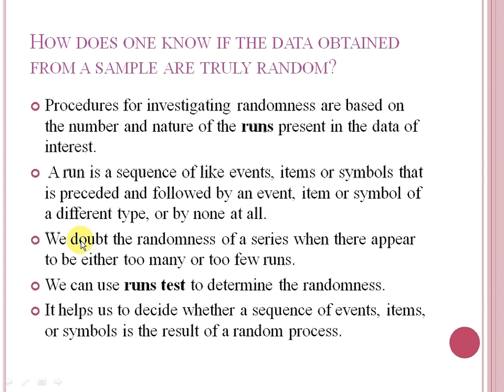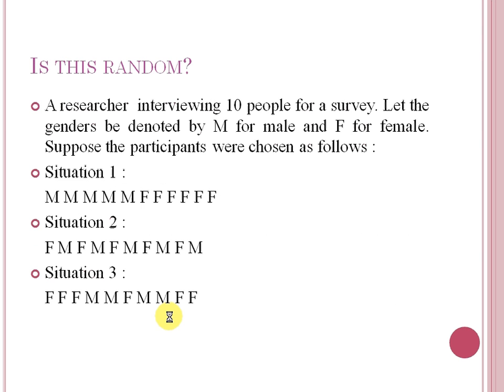We doubt the randomness of a series when there appear to be either too many or too few runs. In this case, we can use the run test to determine the randomness. It will help us decide whether a sequence of events, items, or symbols is the result of a random process. For example, a researcher is interviewing 10 people for a survey, and let the gender be denoted by M for male and F for female.